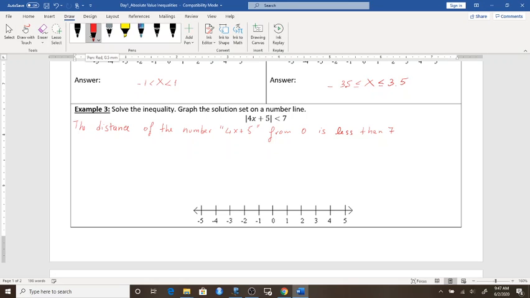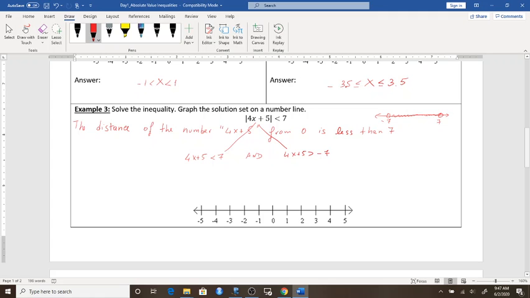So what does this mean? This number, 4x plus 5, if I want this distance to be less than 7, then this number must be between negative 7 and 7, right? So it needs to be someplace in this area, between negative 7 and 7. And therefore, we are going to set up two inequalities. So 4x plus 5 must be less than 7, and 4x plus 5 needs to be greater than negative 7.